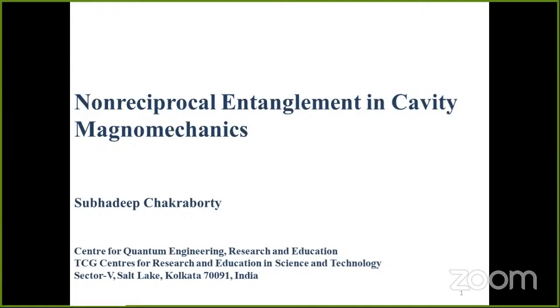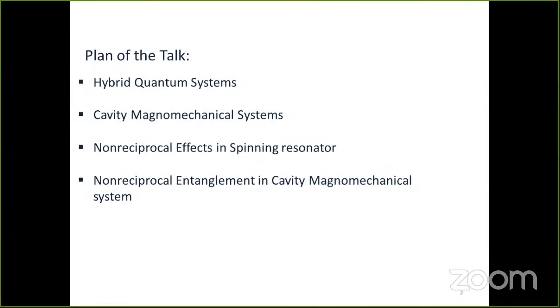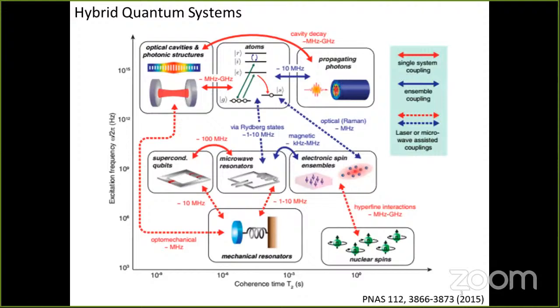First of all, I'd like to thank you for giving me the opportunity. I'll talk on entanglement in cavity magnetomechanical systems, and I have planned my talk in the following manner. First I'll talk about hybrid quantum systems, then I'll introduce cavity magnomechanical systems, and then I'll show some recent results that realize non-reciprocity in cavity-based systems, and finally I'll talk about my results. I will first show you this diagram, which shows different types of hybrid quantum systems, where the x-axis is their coherence time and the y-axis is their intrinsic frequencies.